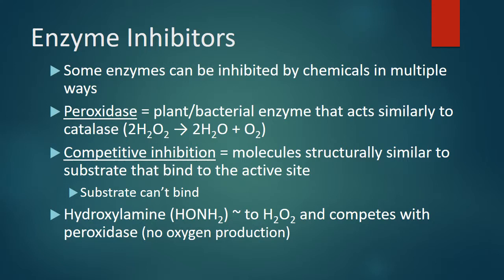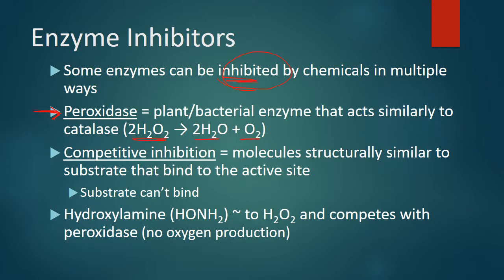Enzymes sometimes, depending on the enzyme itself, can be inhibited by chemicals in several different ways. Inhibited means that they no longer can function as they need to. They might lose some of their functionality, they might lose all of it, but in some way they are inhibited. Peroxidase is a plant and bacterial enzyme that acts similarly to catalase, so it also breaks down hydrogen peroxide into water and oxygen. Peroxidase can actually undergo competitive inhibition.